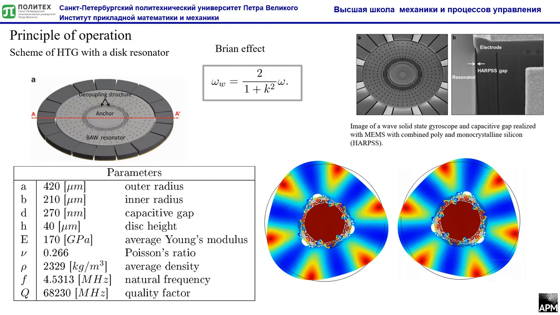The standing wave is distorted, and the signal about the direction of rotation is sent to the readout electrodes. When the resonator rotates, the standing wave excited in the resonator begins to rotate both relative to the resonator and relative to the inertial space. This effect was first discovered by the British physicist Bryan and was named after him. Knowing the angle of rotation of the wave relative to the resonator, you can calculate the angle of rotation of the base. These slides also show the first operating mode of the resonator oscillation and some of the main physical parameters of the device under study.